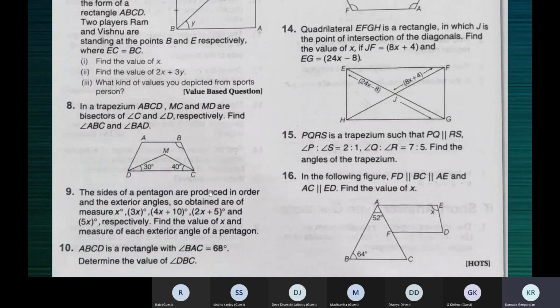I'll do the ninth one. How will we do question number 9? Ma'am, 1 minute, ma'am. I'll read it first. Yeah.